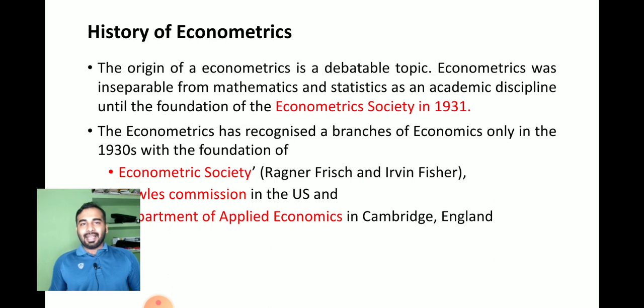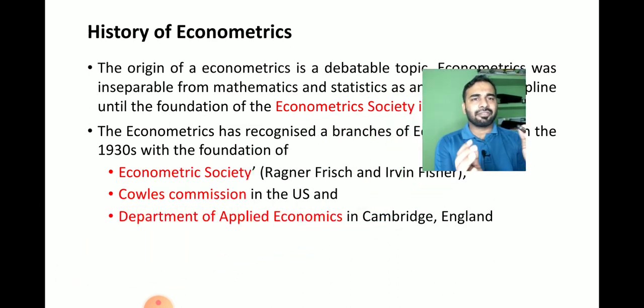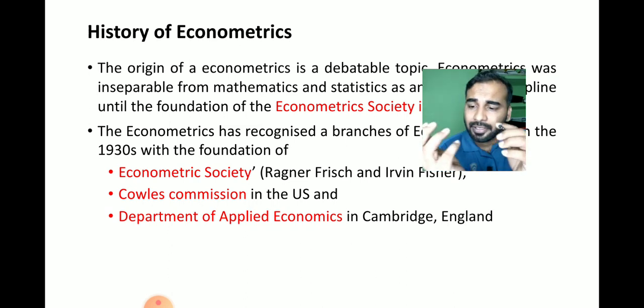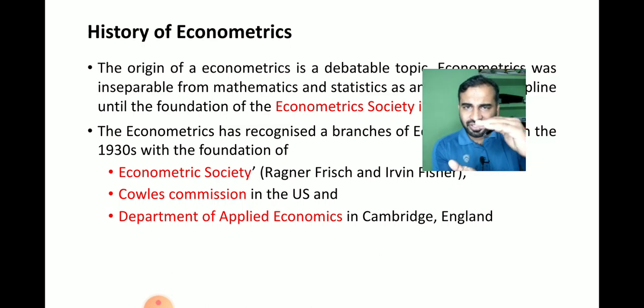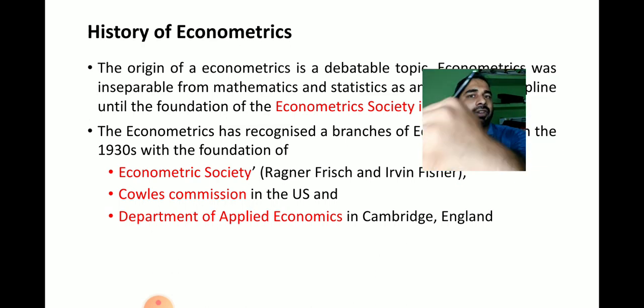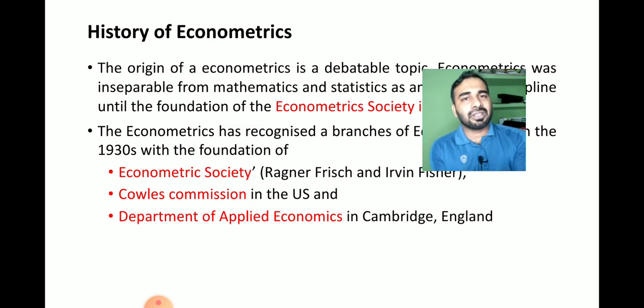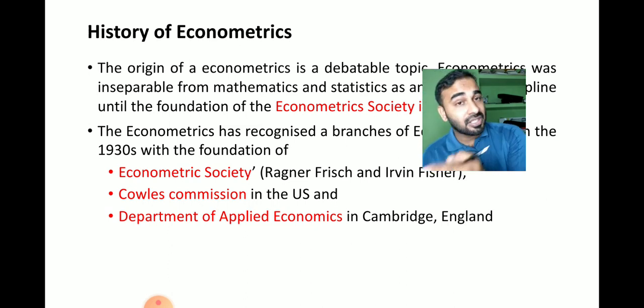Econometrics was recognized as a branch of economics only after the 1930s, with the foundation of 3 different groups or organizations. Econometrics was established as a new science with the help of 3 different societies or groups. These 3 groups contributed to the development of econometrics, and they are responsible for establishing the subject as a branch of economics.